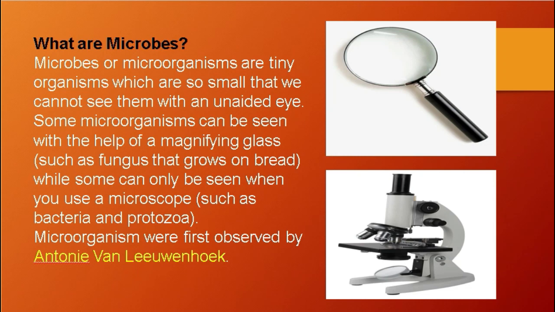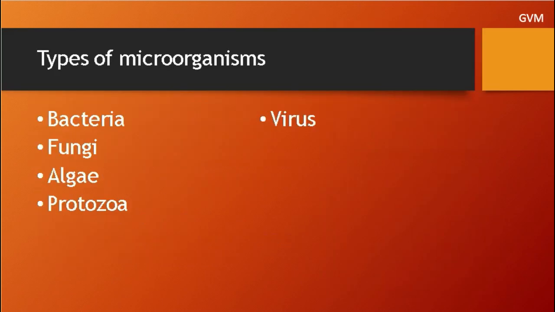Students, now moving on to the next slide. Students, microorganisms are basically classified into four main categories. Those are bacteria, fungi, algae, protozoa. Students, besides these, there is one more criterion that we consider, and that is virus.